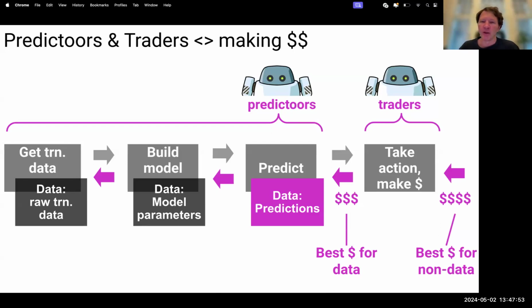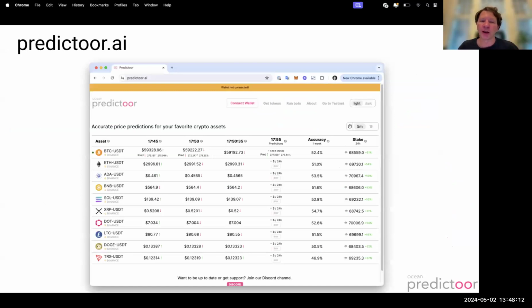Okay. So this is the summary of this data value supply chain. The predictors are handling the first three steps. Then they're selling the predictions directly on chain, essentially. And then the traders are buying these and taking action however they like. If you go to predictor.ai, this is what you see. At first glance, you see there's a list of the top 10 tokens. These are the ones it's predicting: Bitcoin USDT on Binance, ETH, Cardano, Binance token itself, Solana, etc.